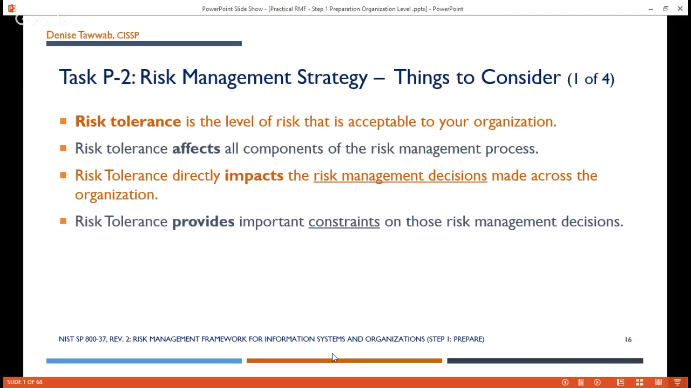So, some things you want to think about when you're doing the risk management strategy step. Risk tolerance is the level of risk that is acceptable to your organization, and it's going to affect all the components of the risk management process. It's going to directly impact the risk management decisions, and it's going to provide constraints on your risk management decisions.